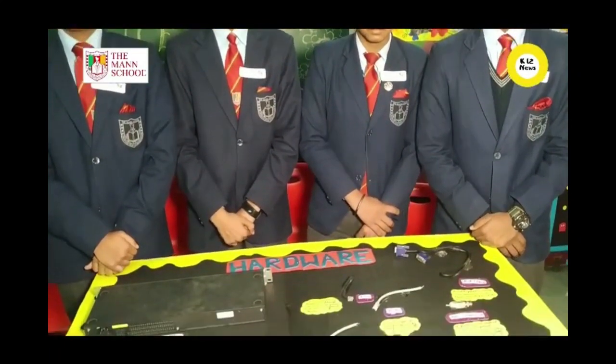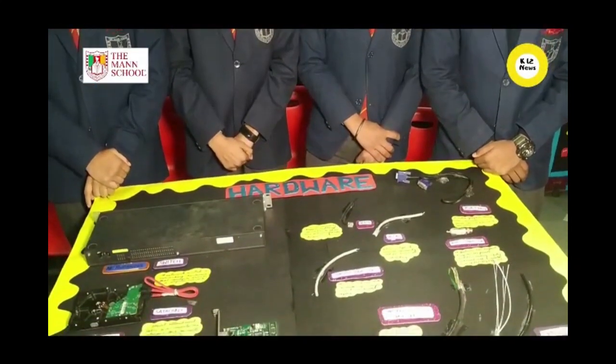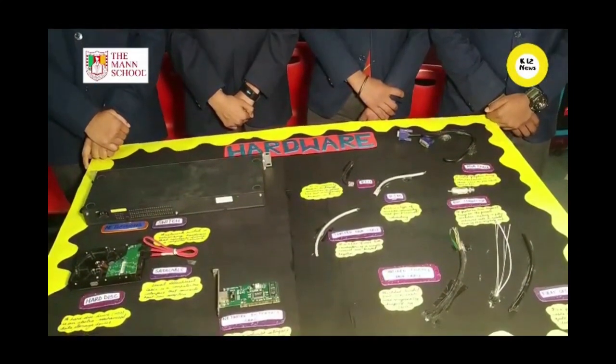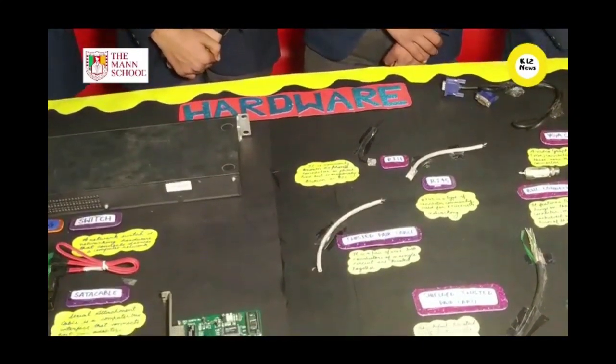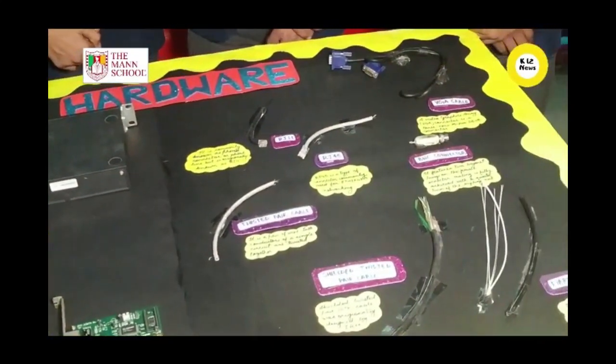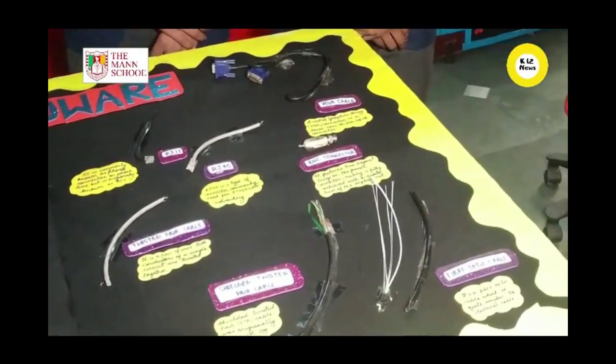The second one is shielded twisted pair cable. It is covered with aluminium foil for our security, as we know that our body is a conductor and can get a shock. The third cable is fiber optic cable. This is made up of acrylic and transfer the data through light.